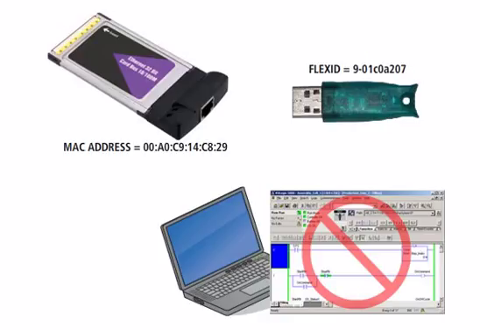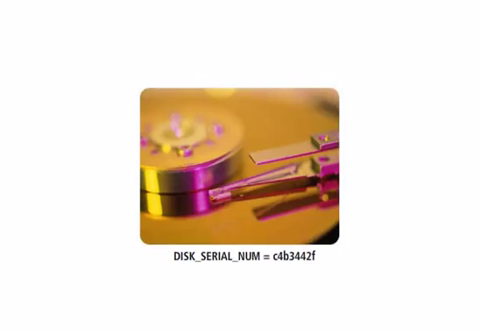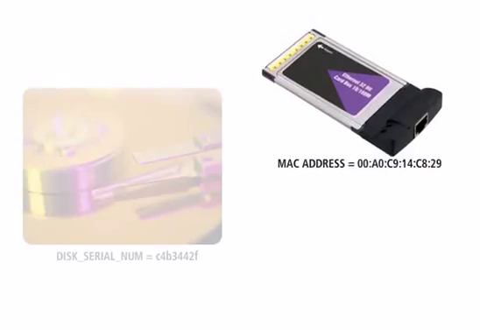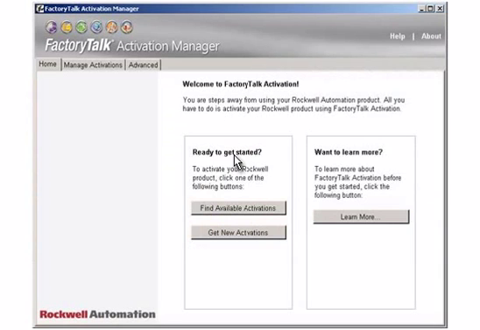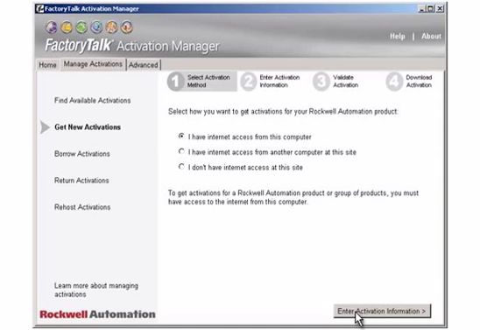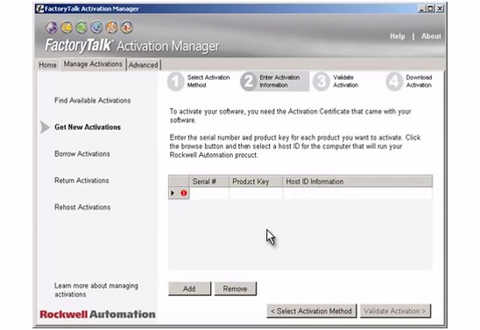A host ID can be tied to a hard drive serial number, an Ethernet card MAC address, or a FactoryTalk activation dongle. When getting new activations, you will have to choose a host ID in addition to entering the serial number and product key.